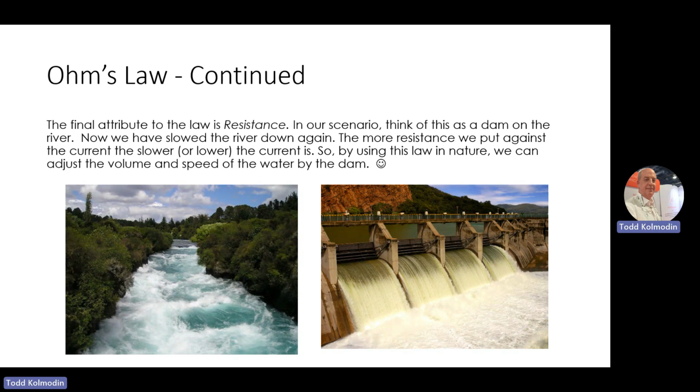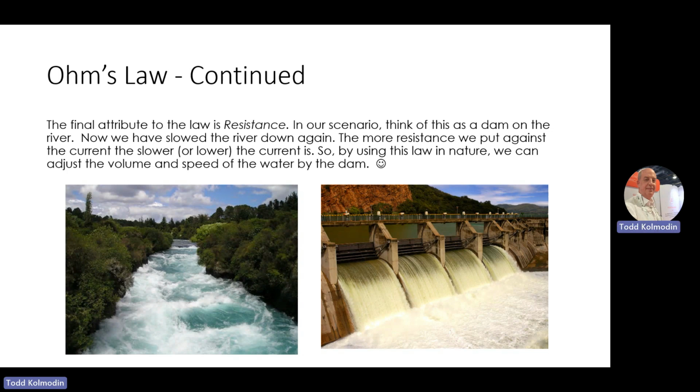So by using this law in nature, we can actually adjust the volume, movement, and speed of the water by a dam. So if the dam slows the water, the current slows, just like if you add more resistance in a circuit, your voltage or amount of water in this case is constant, and you increase the resistance, the speed or the current is going to slow down.